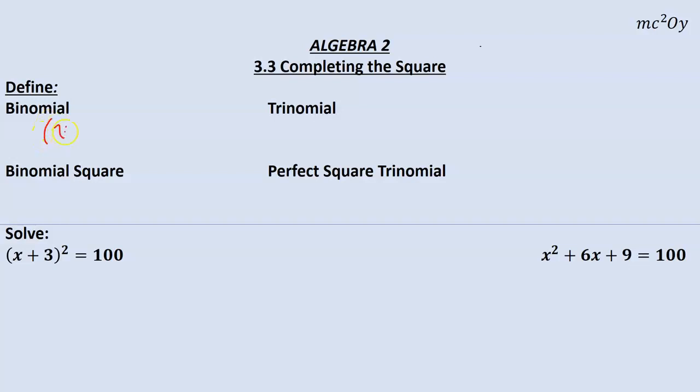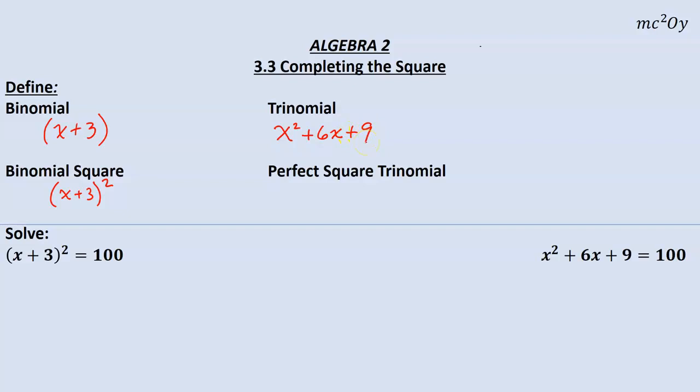Let's say I have x plus 3. We got one term, two terms. And a binomial square would mean I'd take that binomial, x plus 3, and I would square it. That would be a binomial square. And then a trinomial could be something that has three terms. For instance, x squared plus 6x plus 9.